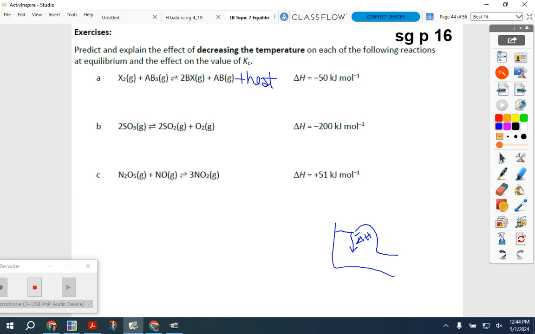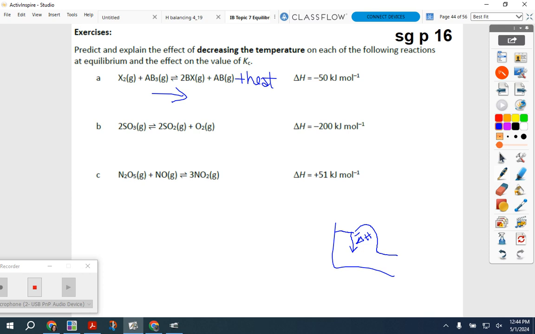Which way is the reaction going to go? Forward or reverse? Or to the right or to the left? Anybody? Yeah, it's going to go to the right, because we're losing heat. The system wants to counteract that by generating more heat. We generate more heat by driving the forward reaction, because that's what gives us more heat. So we're going to drive it that way.